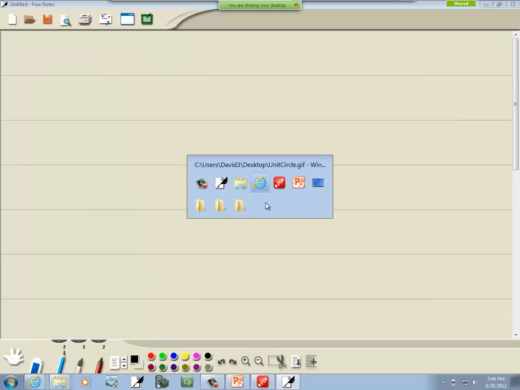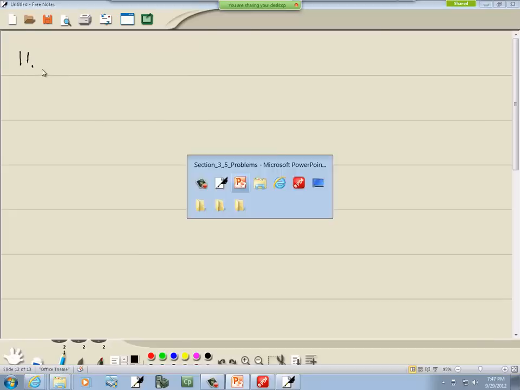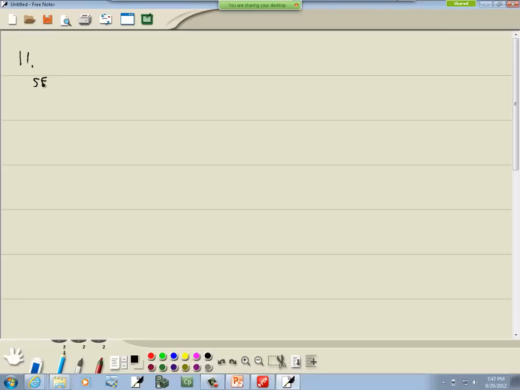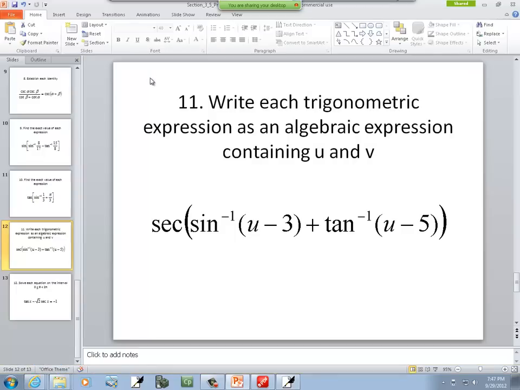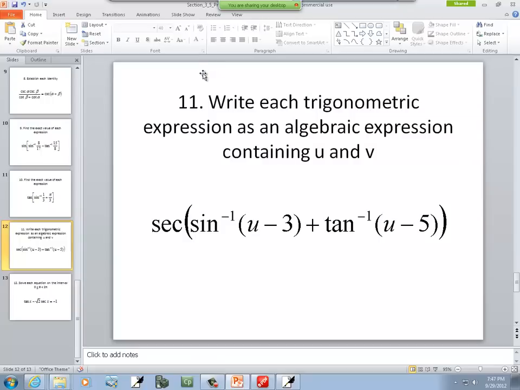And let's look at our next example. And let me kind of shift my position here. There we go. We got secant of inverse sine of u minus 3 plus inverse tangent of u minus 5. And this is write each trig expression as an algebraic expression containing u and v.